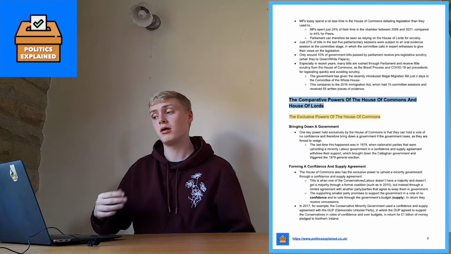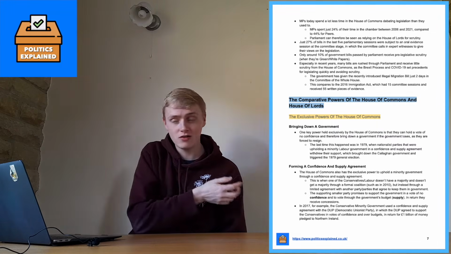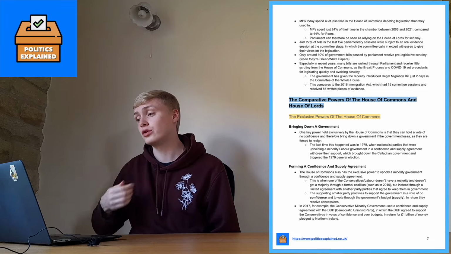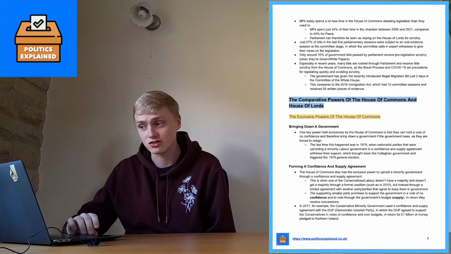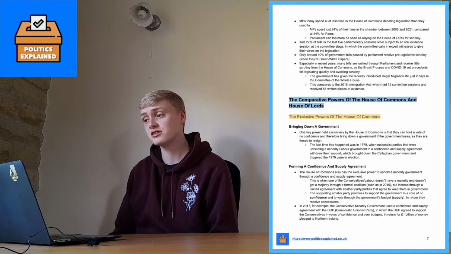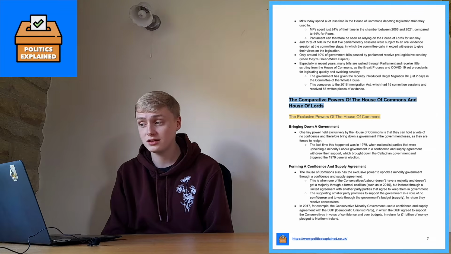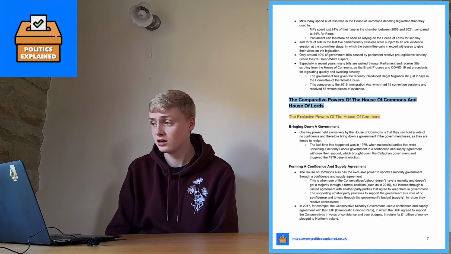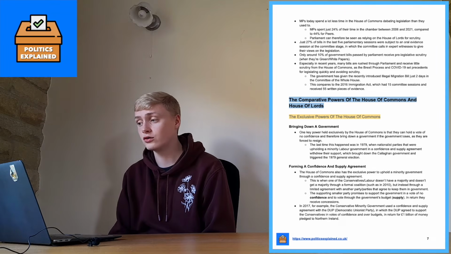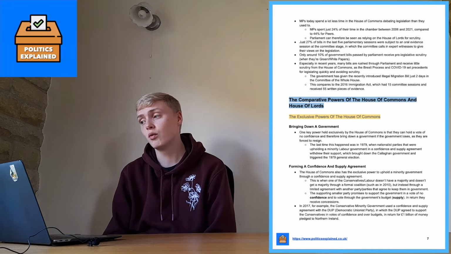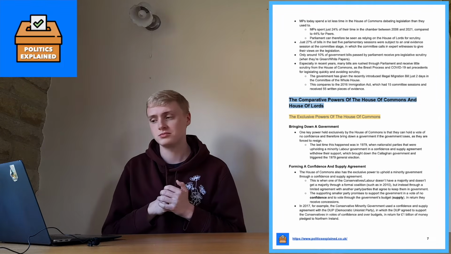The supporting smaller parties promise to support the government in a vote of no confidence, that's the confidence part of confidence and supply, and to vote through the government's budget, the supply part. In return, they receive some concessions. So in 2017, for example, the Conservative minority government used a confidence and supply agreement with the DUP, Democratic Unionist Party in Northern Ireland, in which the DUP agreed to support the Conservatives in votes of no confidence and over budget in return for £1 billion of money pledged to Northern Ireland. So that's the kind of concessions that could be offered.